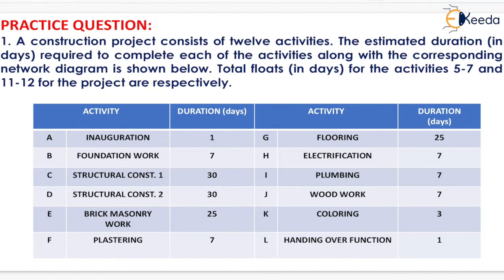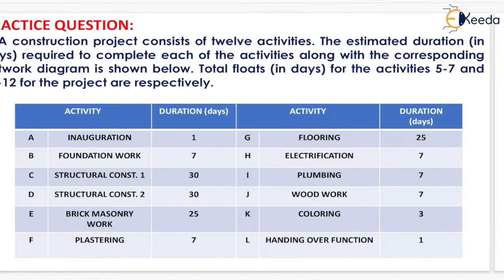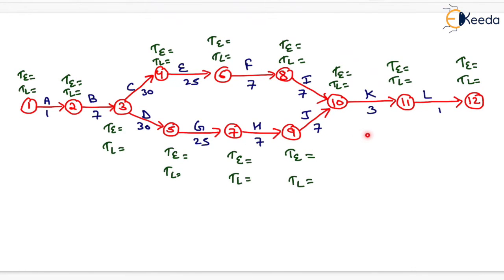Here the activity is shown, as well as its description and the duration of that activity in days. Now this is the network diagram for this question. We need to determine the total float for 5-7, that is for activity G, and the total float for 11-12, that is for activity L. For finding the total float we have to determine the values of TE and TL, that is the earliest expected time and latest allowable time.